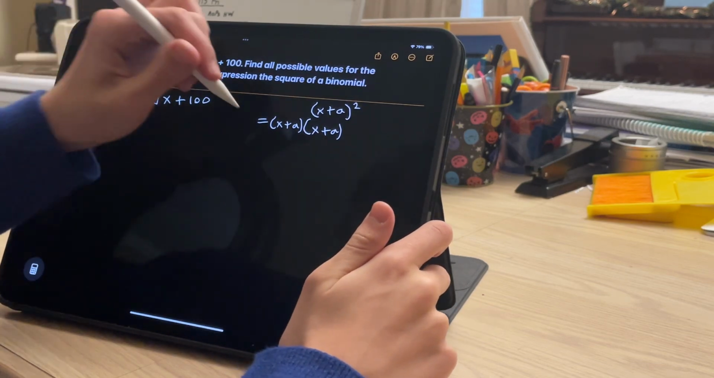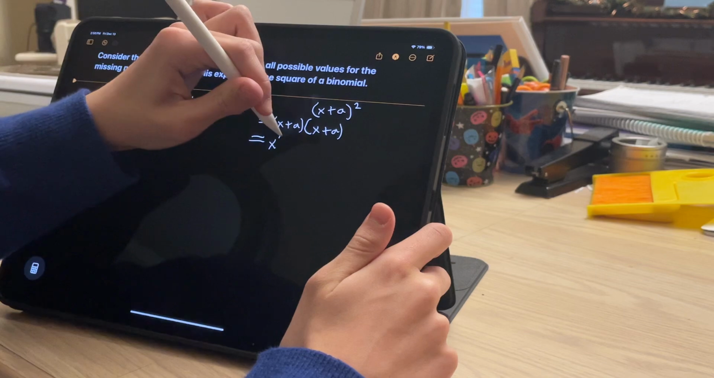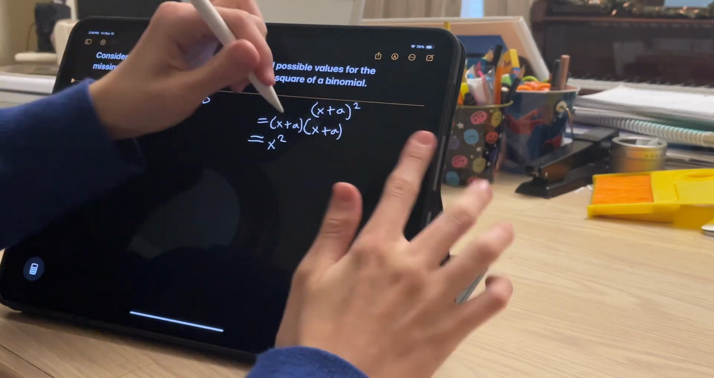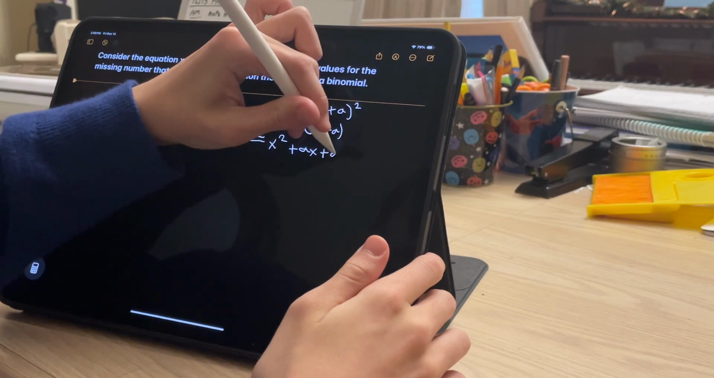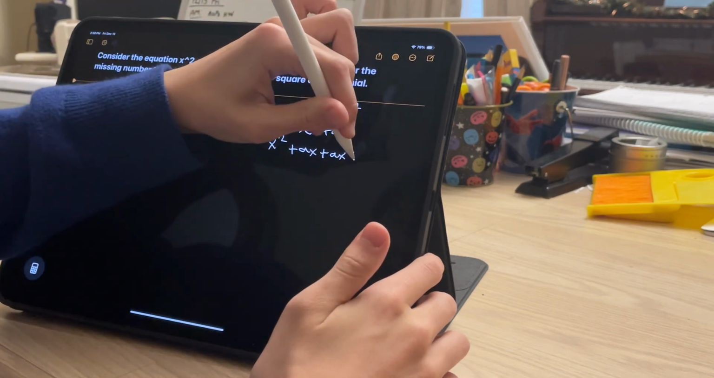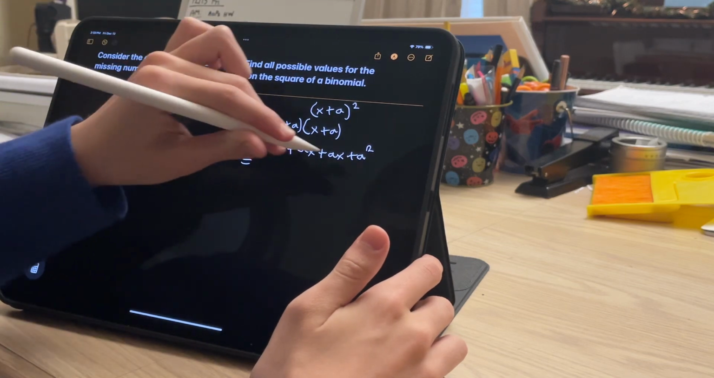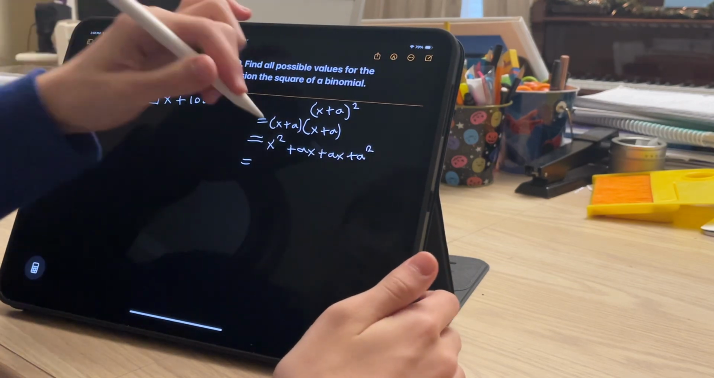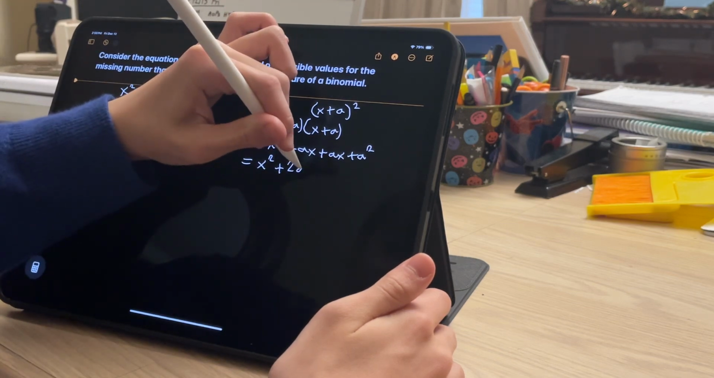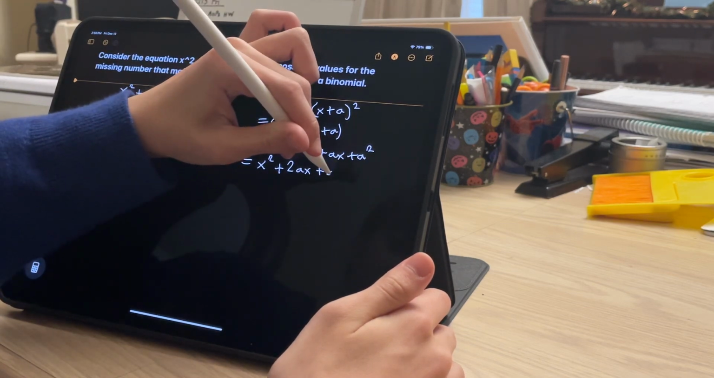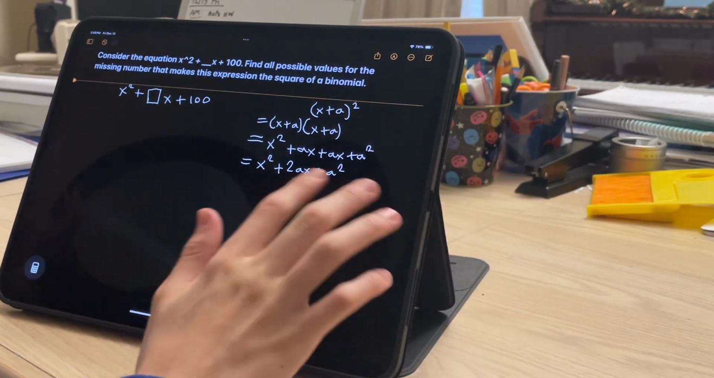Then we use the distributive property. Distribute this in: x squared, outer terms ax, inner terms also ax, last terms a squared. Then we combine like terms, the ax terms, and we get 2ax: x squared plus 2ax plus a squared. So that's the expanded form of the square of a binomial.